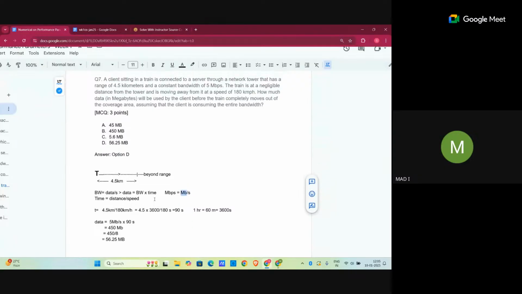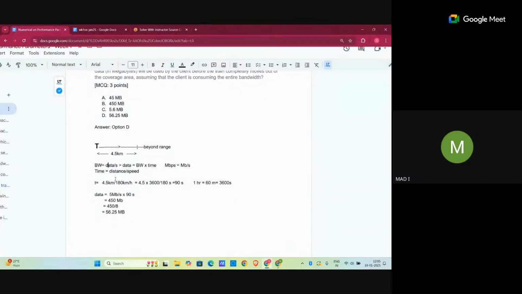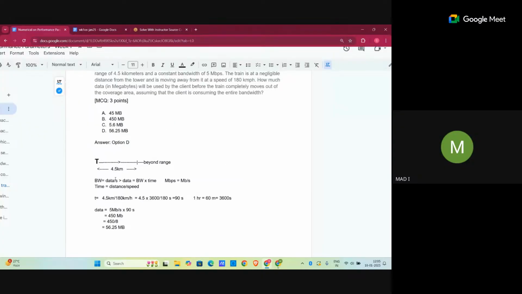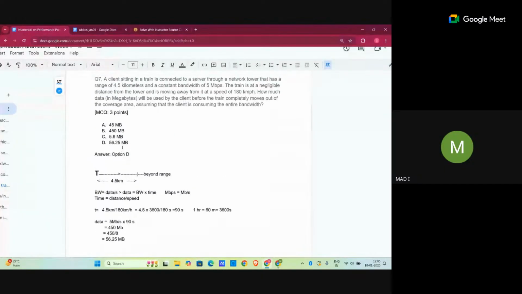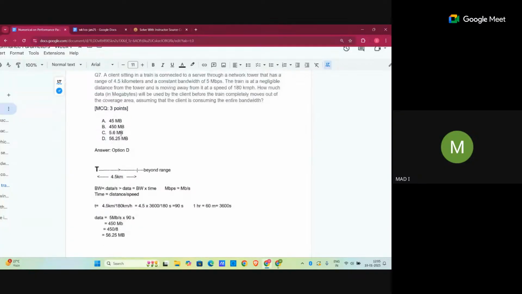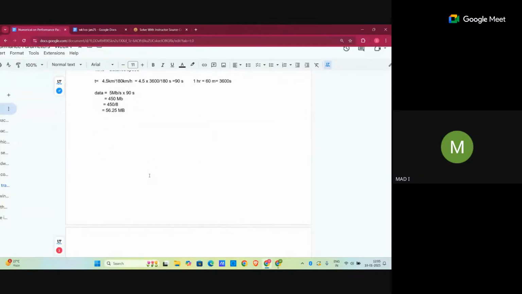So two things were there: this formula, this unit balancing, and the second thing is regarding this range. If the client goes beyond this range, there won't be any data consumption. That's why we will calculate the time for this distance only. These were the two concepts. So this is how we calculated, and the answer came as 56.25 MB. Don't mark it as 450. Always take care of the units. Now we will move forward to the next question.